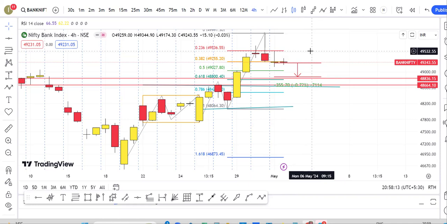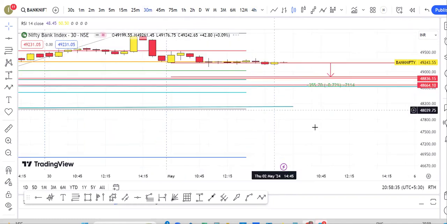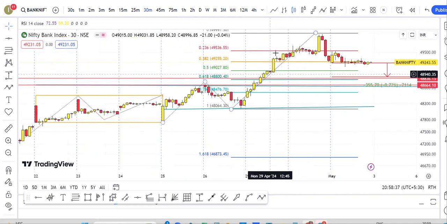So start marking the trend structure and swing structure, identify the swings, and identify the substructures also in the market. For example, this is the 4-hour time frame. If I go to the 30 minutes time frame, you can identify substructures also. See, you can identify this is the substructure from here.